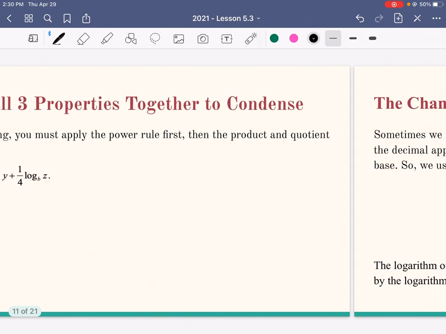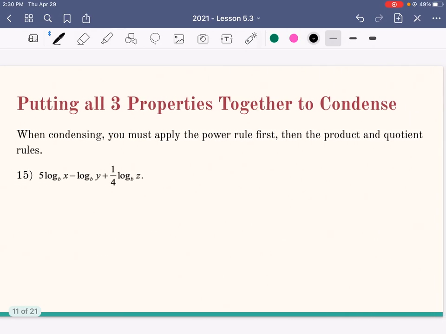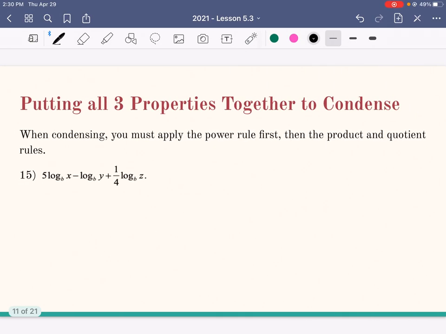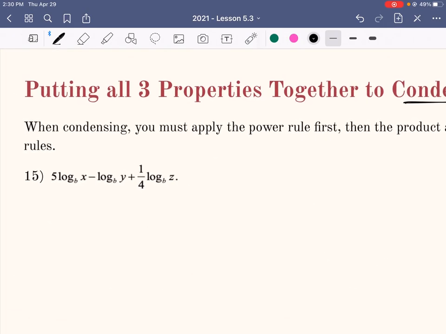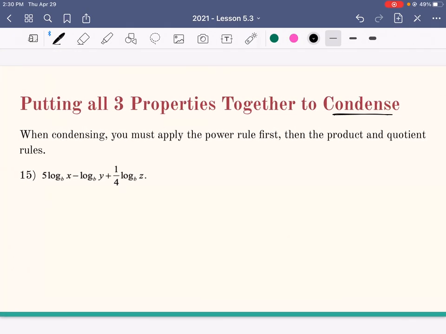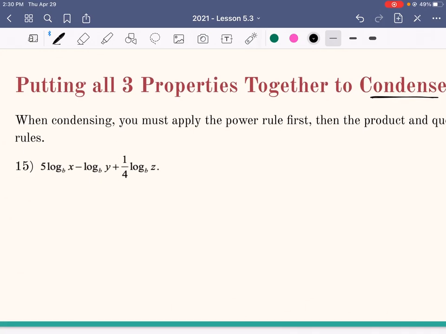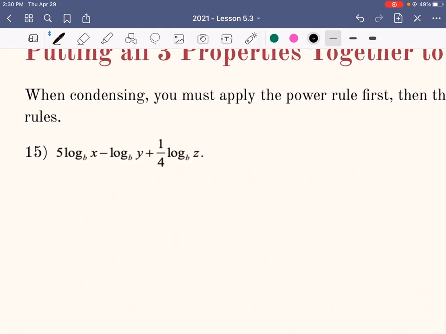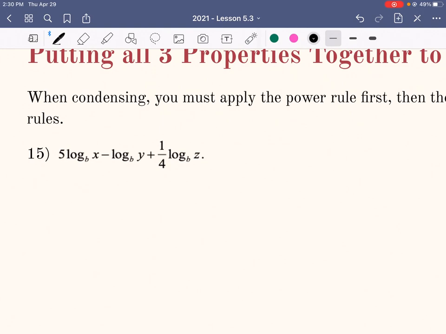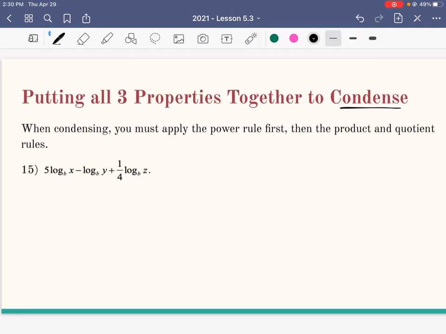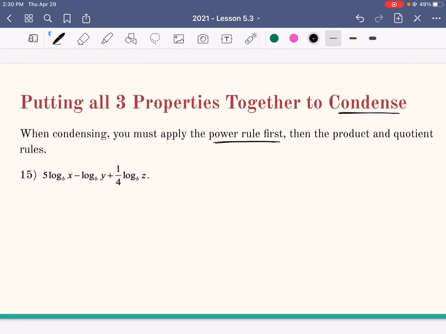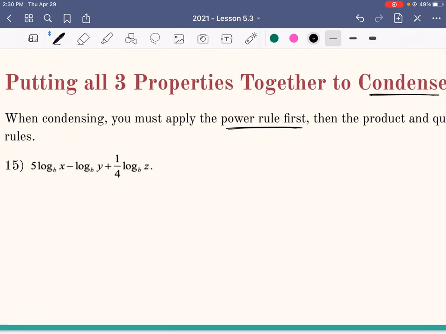Okay, let's go the opposite direction, and then we've got one more property to learn, and we'll do a homework problem together. So the other direction, we're going to condense these expressions into one logarithmic expression. So we've got 5 times log base b of x minus log base b of y plus 1/4 log base b of z. So now it says apply power rule first. We're going the opposite direction, then product and quotient rule.